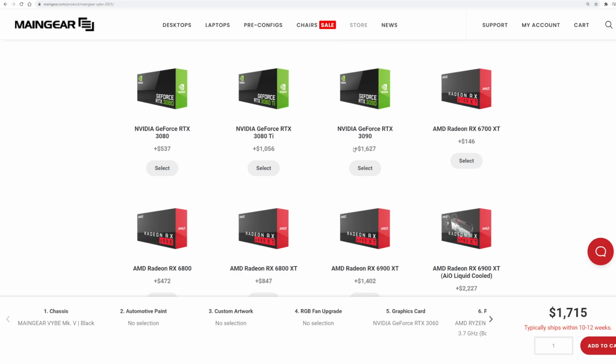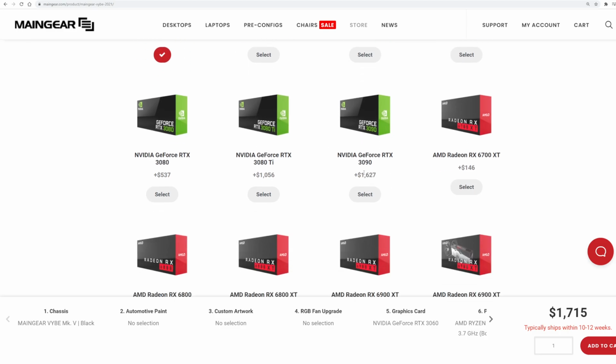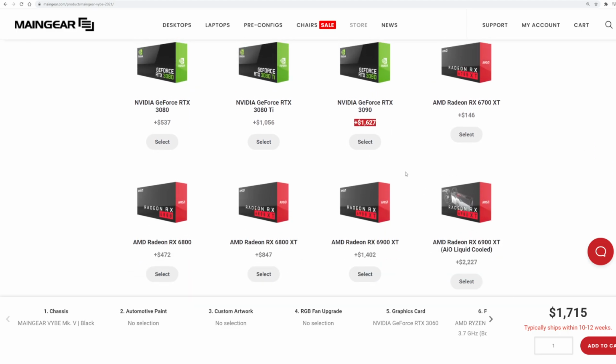Like, by how much? Well, again, for the RTX 3090, it's not saying that this costs $1,627. It's saying that's how much more they charge than a 3060. But look at the relative cost here. This used to be the most expensive card. Compared with a 6900 XT, which was 1,402, they were charging an extra $225 to get the 3090. But if we now jump up to the 6900 XT liquid cooled, it's clocking in at a cool $600 more than they're charging for the 3090.